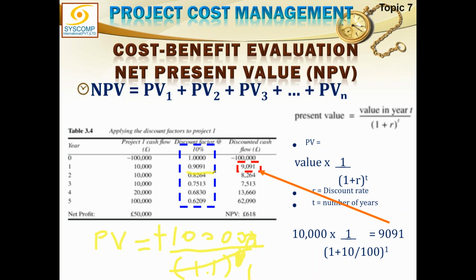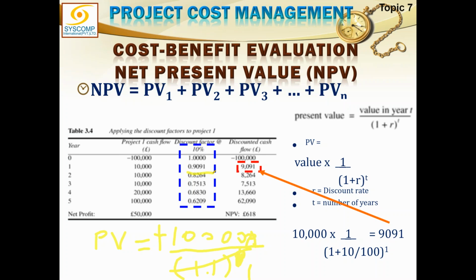The 10,000 rupees I'm going to get after 1 year is today equal to 9,091. The 10,000 rupees I'm going to get after 2 years is equal to 0.8264, meaning 8,264 rupees. And the 10,000 rupees I'm going to get after 3 years is equal to 7,513 rupees. And similarly, the 20,000 I'm going to get after 4 years is today equal to 13,660 rupees. And the 100,000 rupees I'm going to get after 5 years is today worth 62,090 rupees.